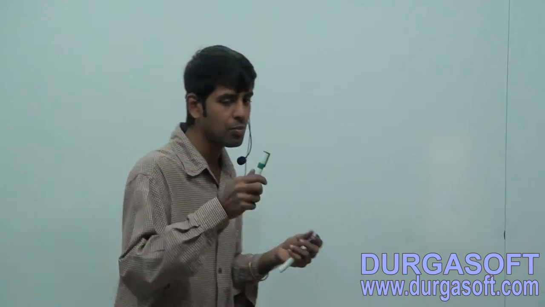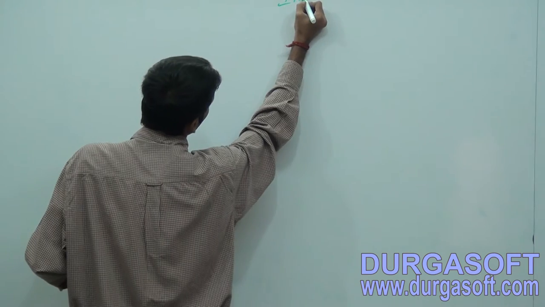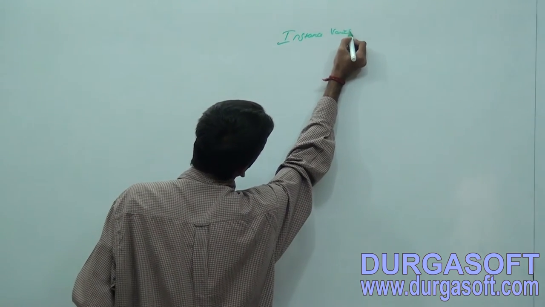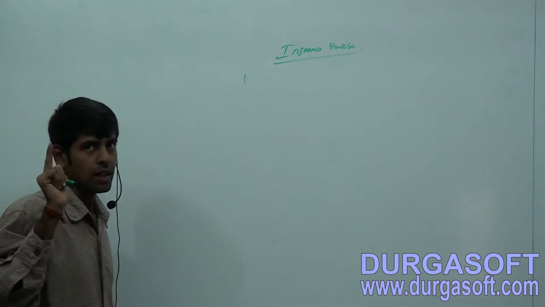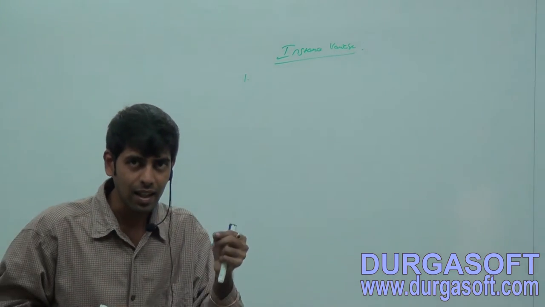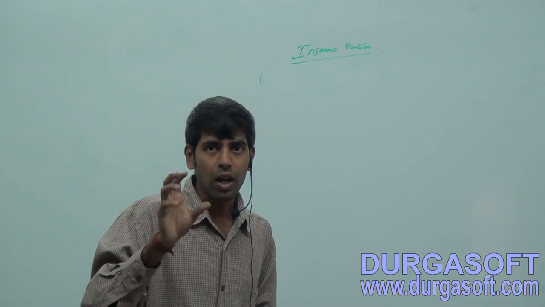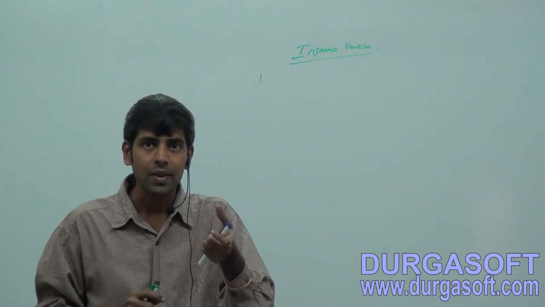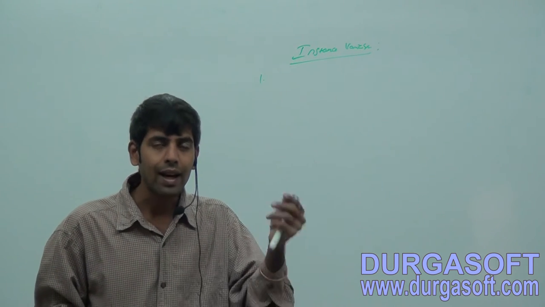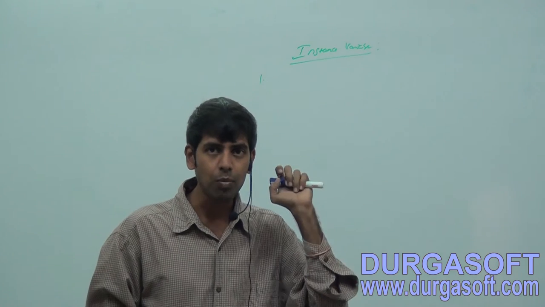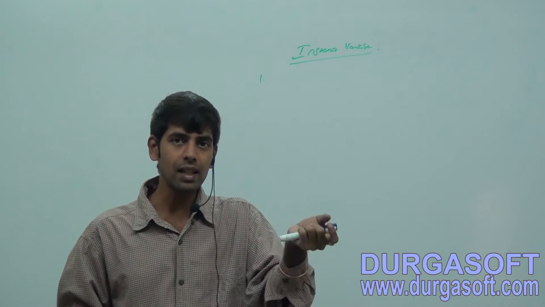Yes friends, now let us refresh and brush up whatever we have discussed as part of our instance variable. Instance variable, what is that? Please observe here. Number one, the technical definition of an instance variable: if a variable is available separately to each and every object, then such a variable is called an instance variable.